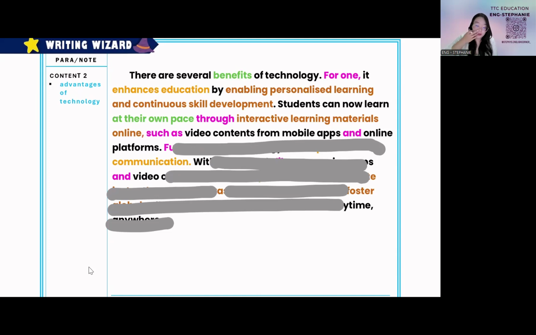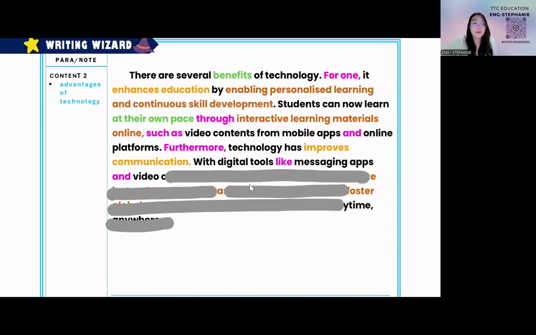So the first one, we talk about education first. Okay. Next one, also the more important one, will be the general one. Other than the benefits of helping us to enhance education, it can also help us to improve our communication. So furthermore, technology has improved communication. Elaboration, I can explain more. With digital tools like messaging apps and video calls, I try to combine elaboration and example together. Digital tools like messaging apps and video calls, people can stay in touch.